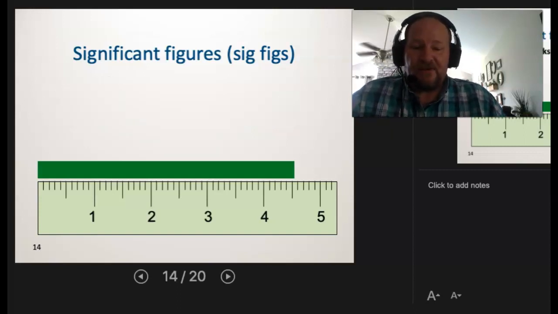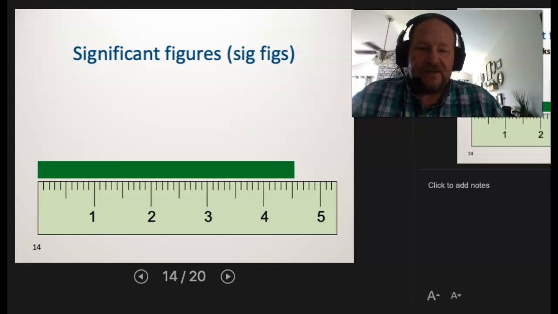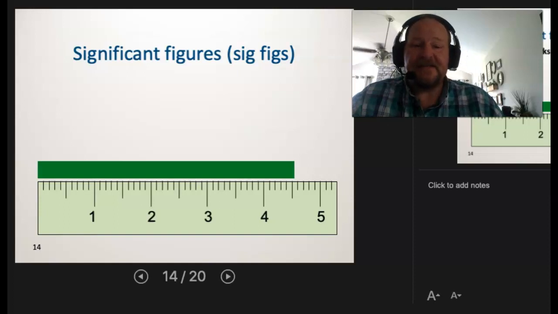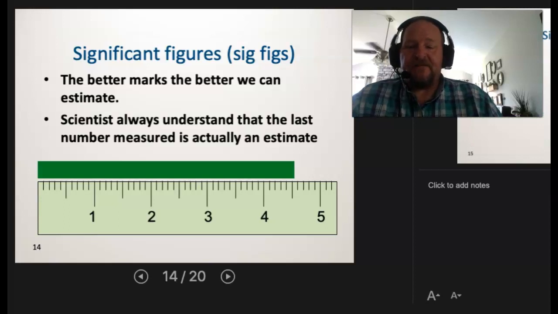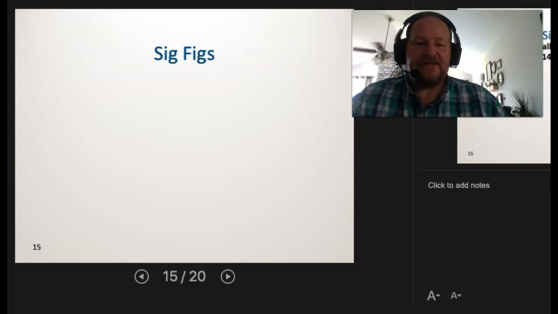And now when I look at this ruler, we can see that it goes past 4.5, but it doesn't make it to 4.6. And now we're going to play that same game. So between 4.5 and 4.6, we're going to say something like 4.55 or 4.51. But we can't say 4.555. Hopefully that makes sense. We can only measure 1 unit past the mark on the instrument. So the better the marks, the better we can estimate. Now for scientists, what we need to be able to do is work that backwards. That's where sig figs come into play.